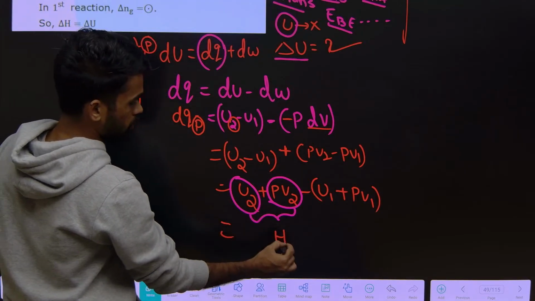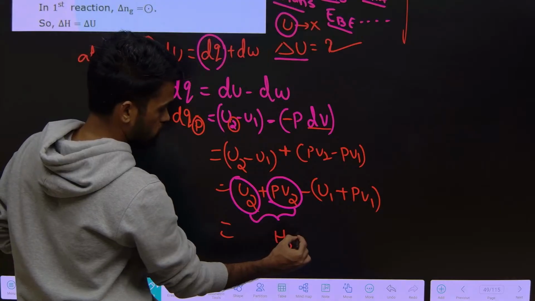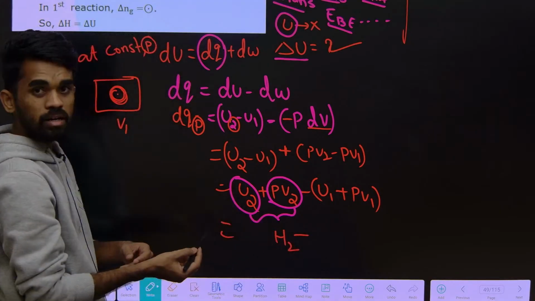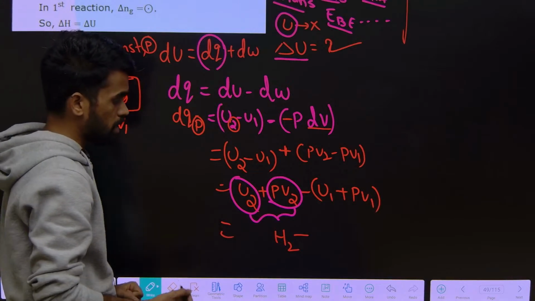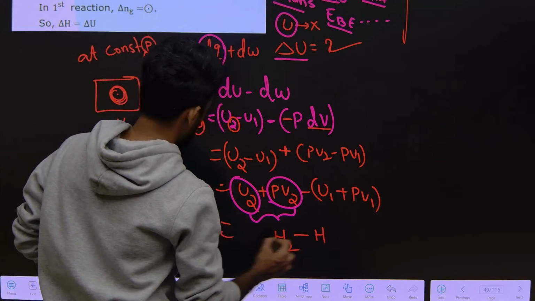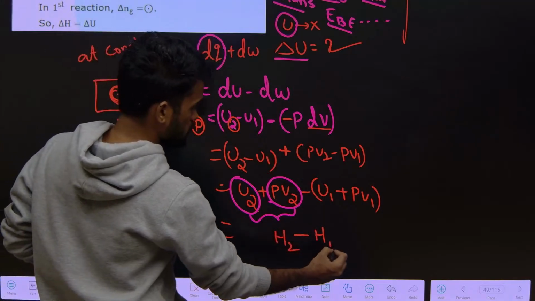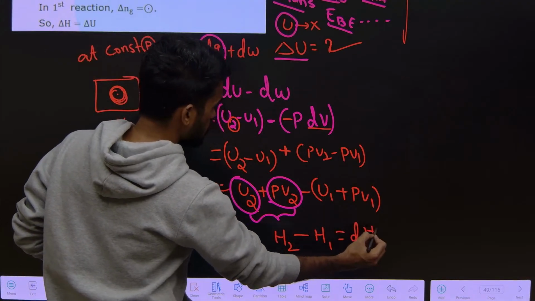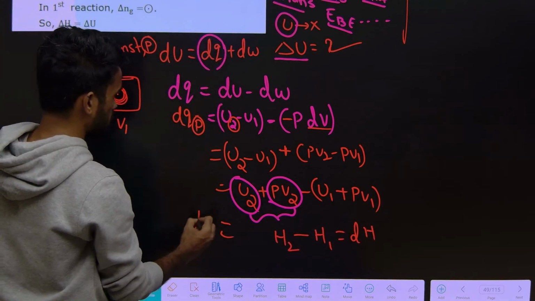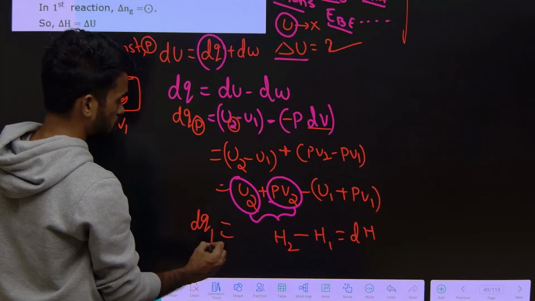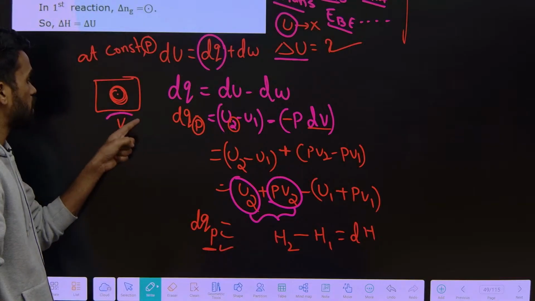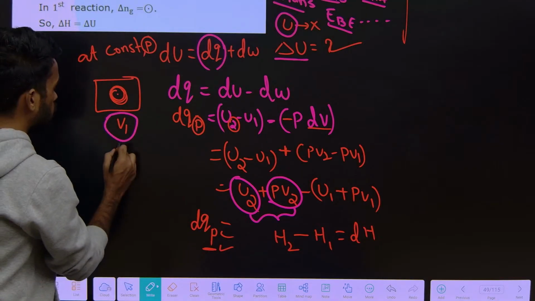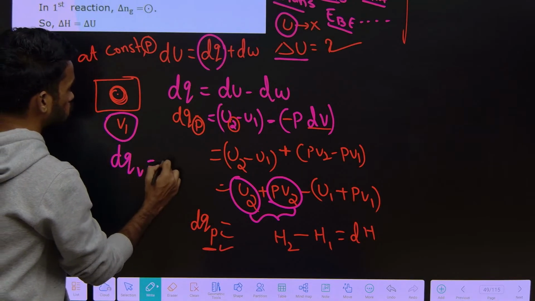So at value 2, at some higher temperature, let us say T2, H is called H2 and this is H1. So this difference is called dH. This is the enthalpy change, that is nothing but the heat content of the system measured at constant pressure. If it is measured at constant volume, that is dQV equals dU.